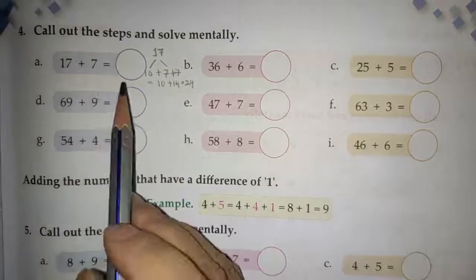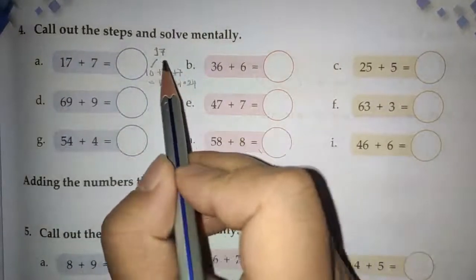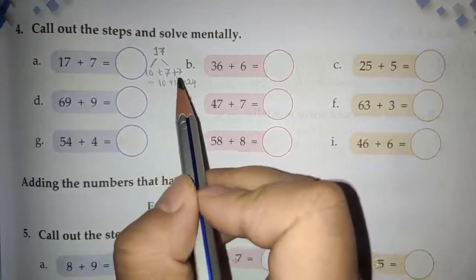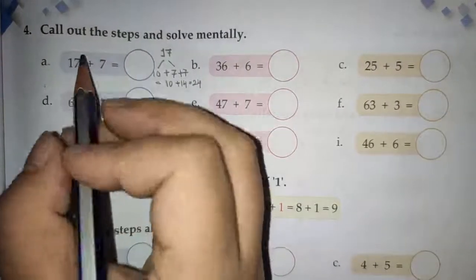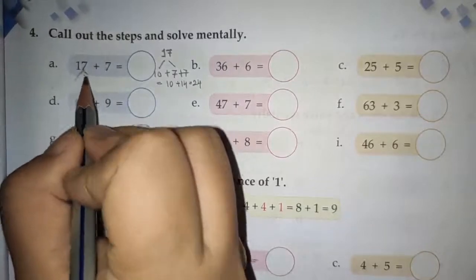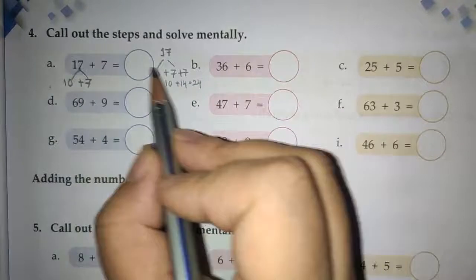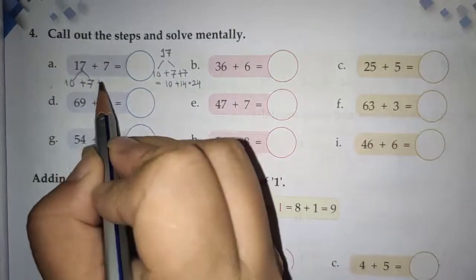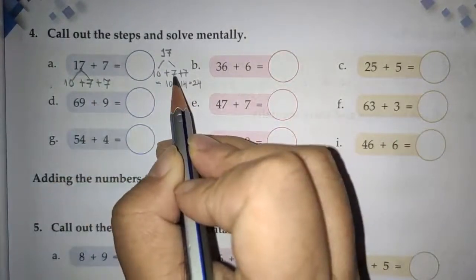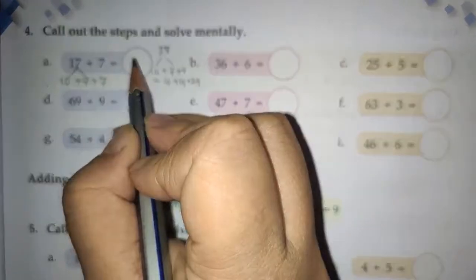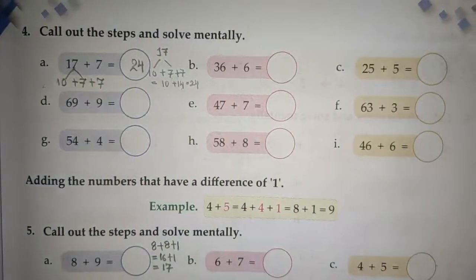So children, let us follow the same steps. 17: I am dividing 17 into 10 plus 7 according to its place value. Then what is there? 7 is there. So when we add 7 plus 7, it is 14. So 10 plus 14 equals 24. So in this way you will solve this sum.